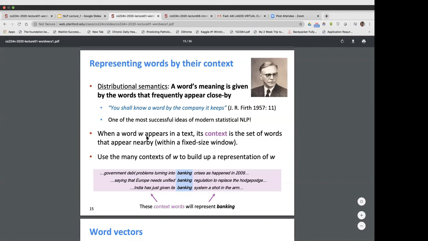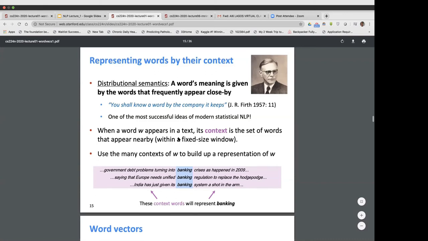Best example: government debt problems turning into banking crisis has happened. A window of two will be turning into and crisis as. A window of three will be problems turning into and crisis has happened. So these words around banking provide context as to what should be there. If banking is missing and we're trying to predict it, knowing the words around it should let us predict that this should be banking.